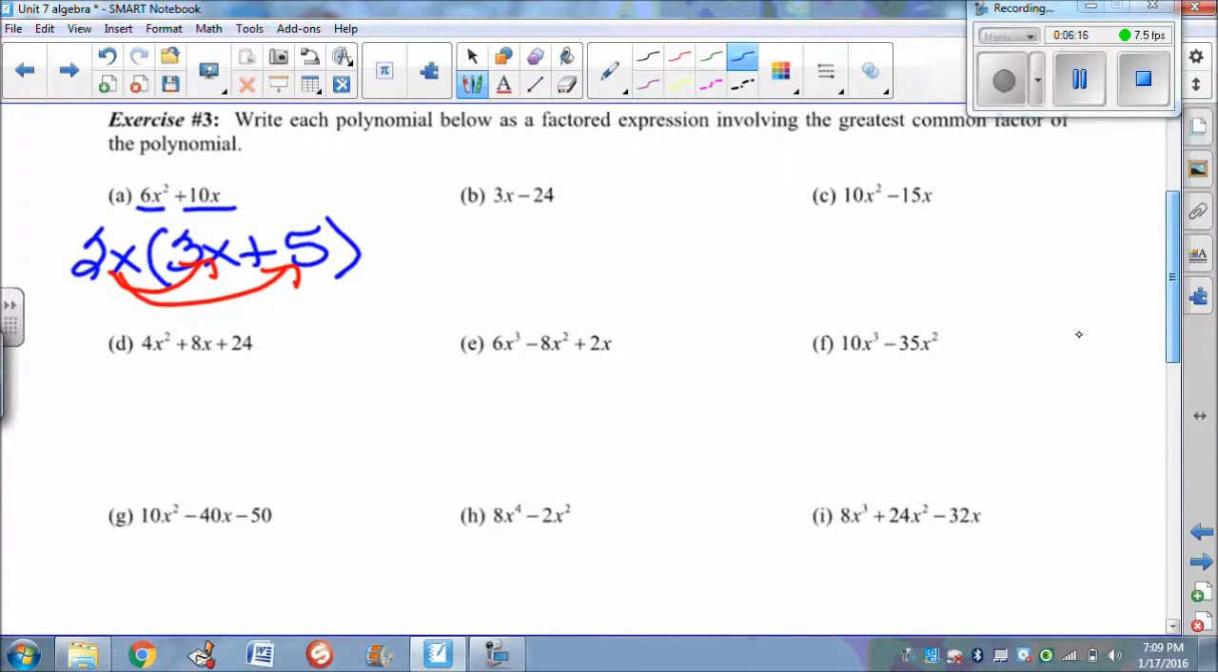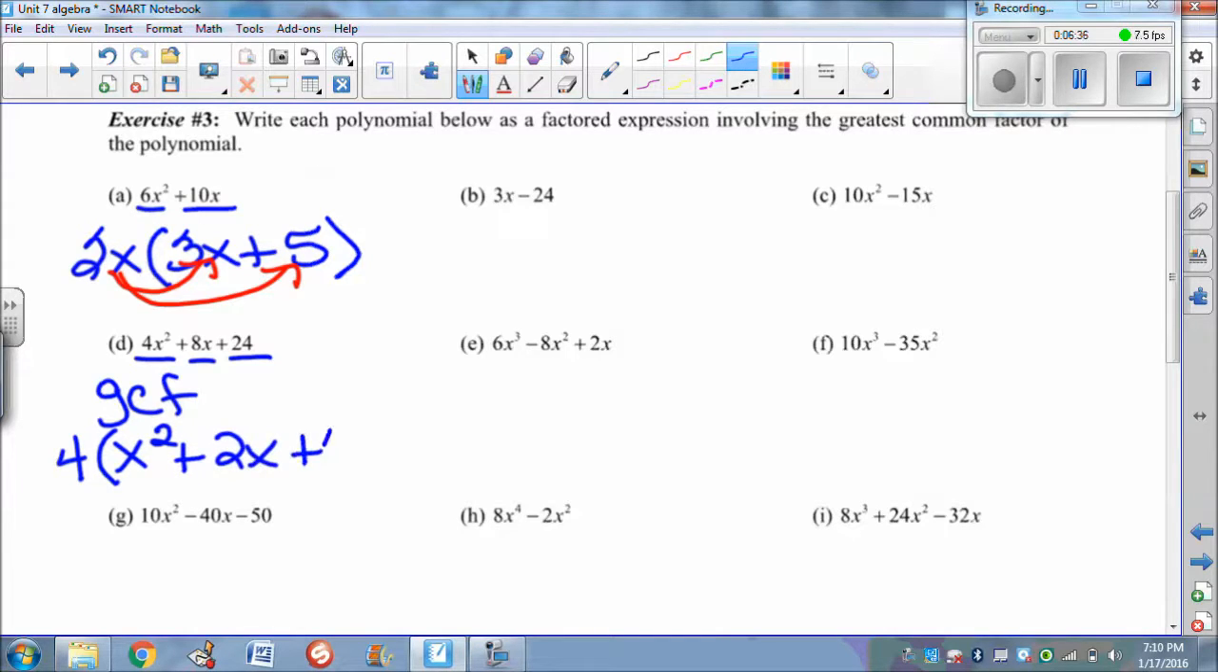So let's look at letter D. Now I've got a trinomial, so now I've got to look at 3 different terms and what's going to be the GCF here. The GCF for that is just going to be 4. That's the only thing that all 3 would share in common. Now do the undistributing. So it's x squared plus 2x plus 6. Again, do that visual distributing to double check to see that it does in fact come out to what the problem looked like before you factored it.